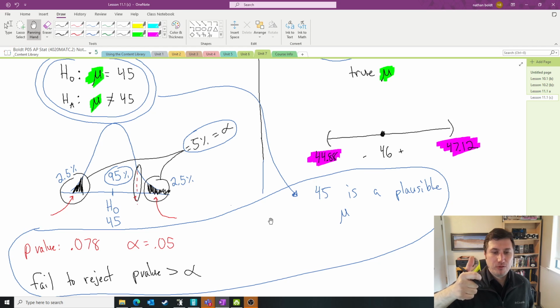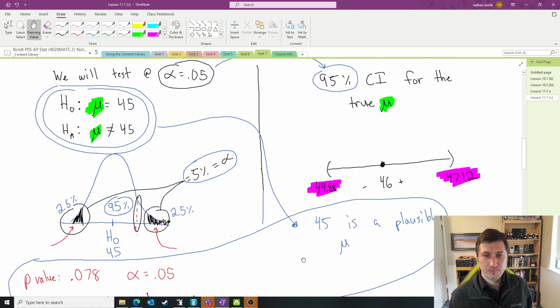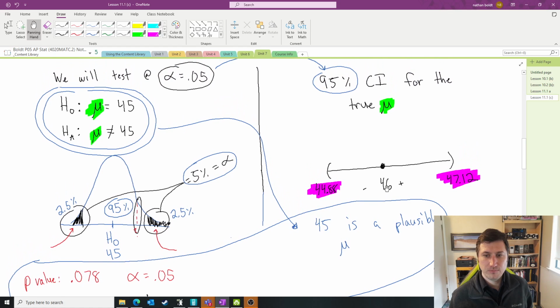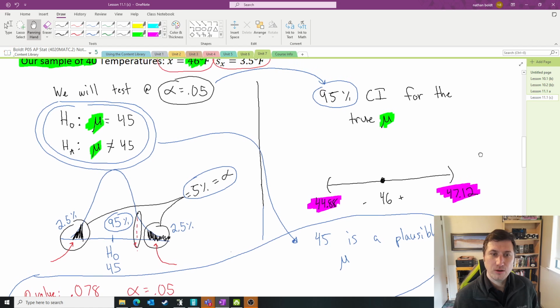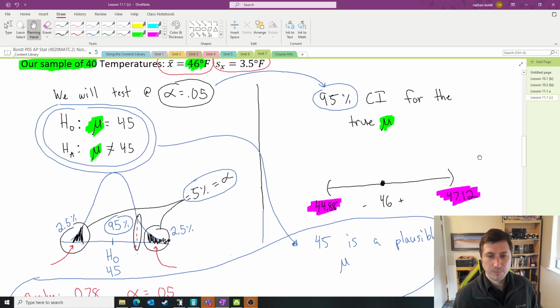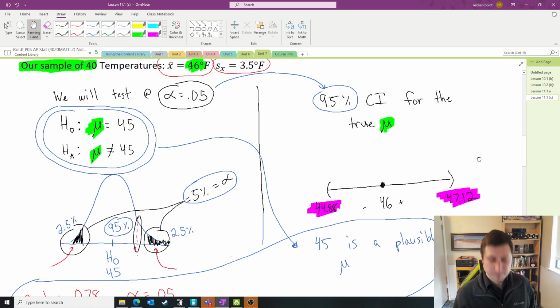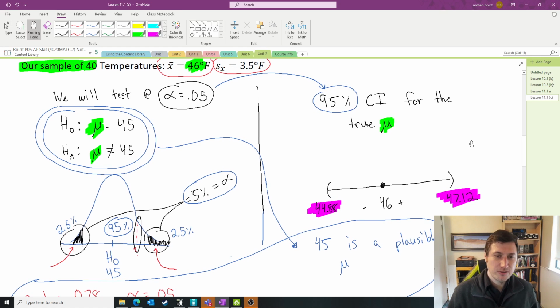Mr. Bolt, go for it. So the 46 is only based on the one sample that we have. Correct. I was thinking it was more of a general thing than just the one sample, so I was getting confused. It's all good. The 46 is just, maybe I'll label it here, the X bar. It's the sample average. Okay, got it.